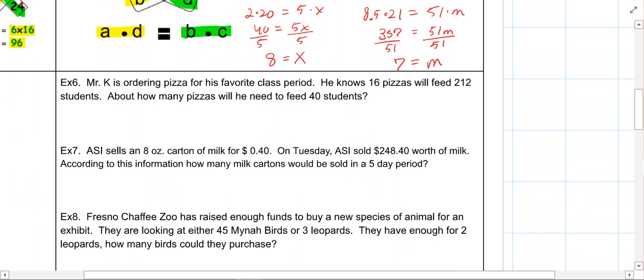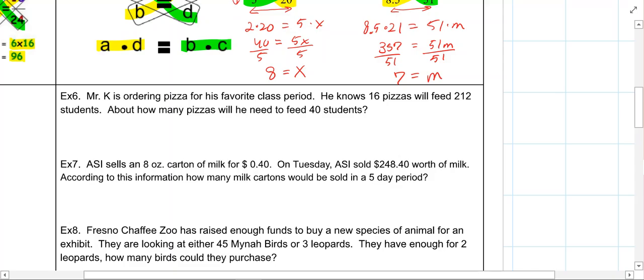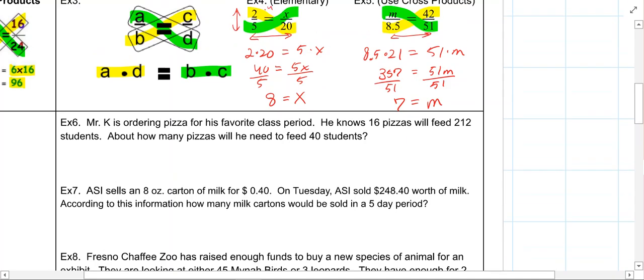Number 6, this is what you're going to run across in your assignment. Mr. K is ordering pizza for his favorite class period. Is that your class? Could be. He knows 16 pizzas will feed 212 students. About how many pizzas will he need to feed 40 students?